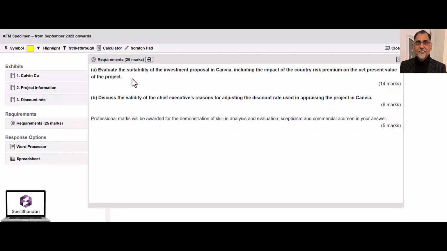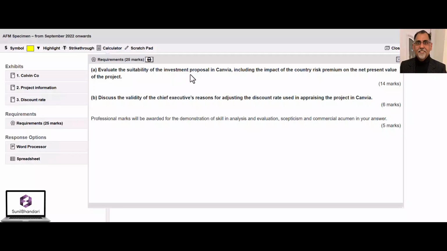In that recent meeting with the examining team, one of the examiners mentioned how students are interpreting evaluate in not the correct manner. It is not just 'here's the decision'. It's a more encompassing answer than that. We've got to look at the other factors that build to arrive at that decision. Evaluate the suitability of the investment proposal.